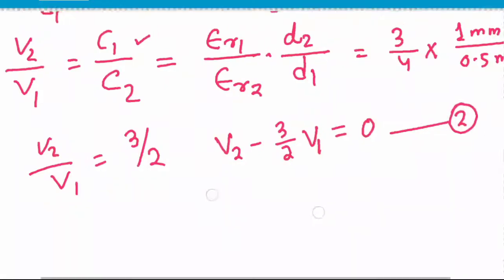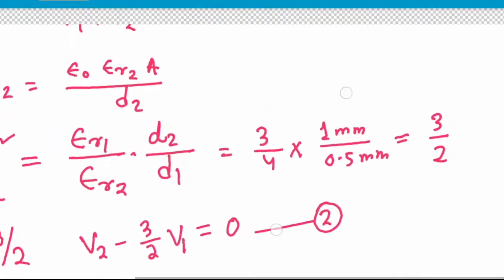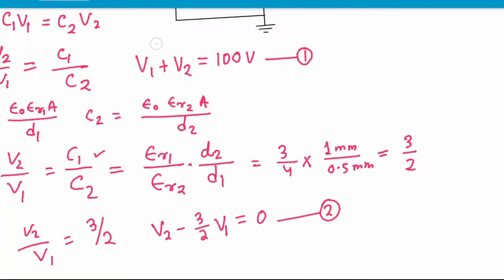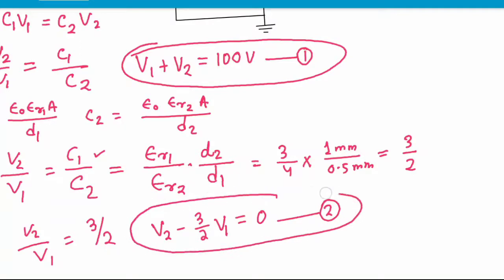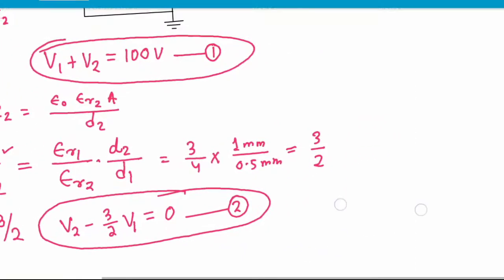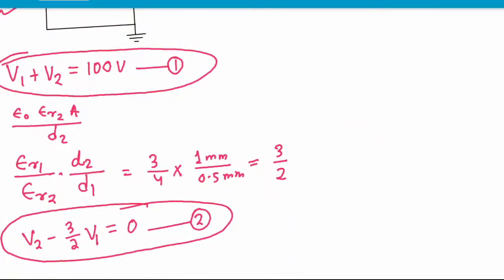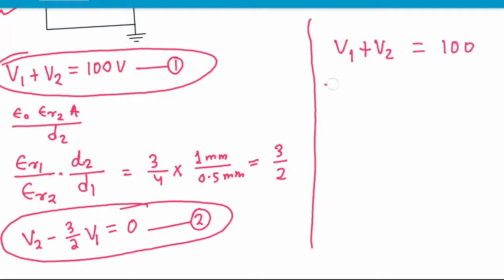Now we have two equations. One is V1 plus V2 is 100 volt and V2 minus 3 by 2 V1 is equal to 0. These are the two equations. We have to solve these equations. Now I am solving here. Write the first equation, V1 plus V2 is equal to 100, and minus 3 by 2 V1 plus V2 is equal to 0. These are the two equations.